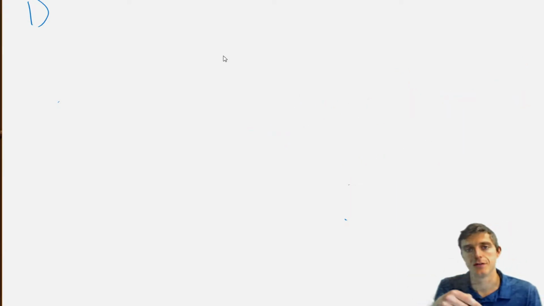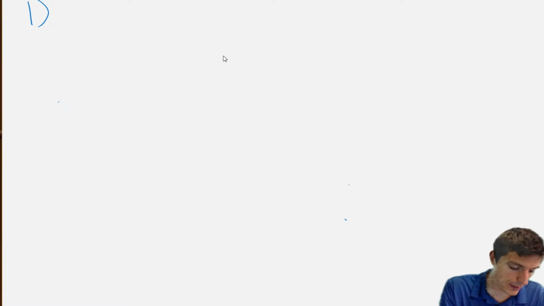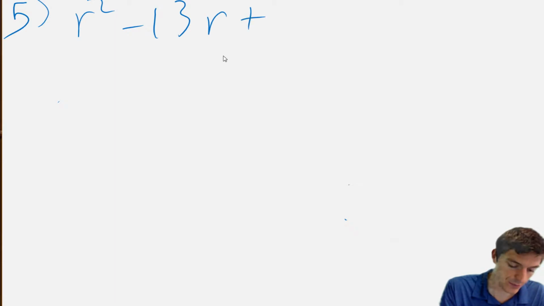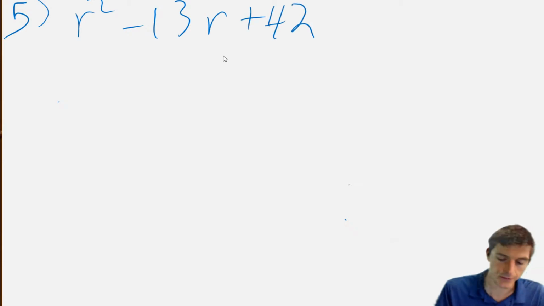Now the reverse of foiling, or that double distribution, that multiplication thing, is called factoring. So problem 5 is where we begin our factoring. So 5, I've got r squared minus 13r plus 42.